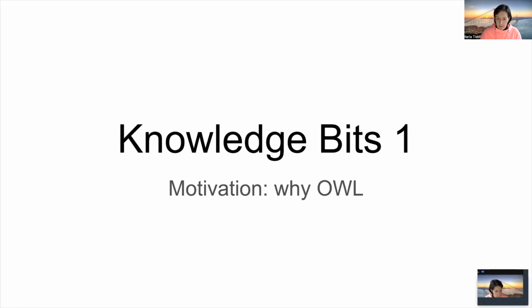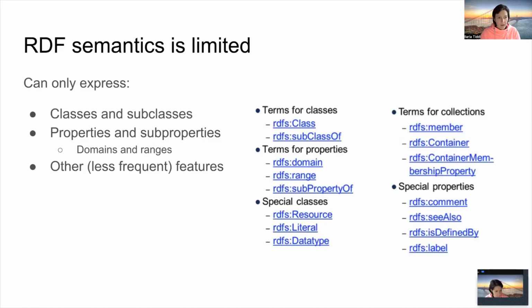So starting with a bit of motivation, why do we need OWL? If you recall the RDFS schema we discussed in the previous class, it turns out that the semantics that we can express with RDFS is rather limited. So we looked at terms that describe classes like RDFS class or subclass of. We looked at domain, range and subproperty to describe properties.